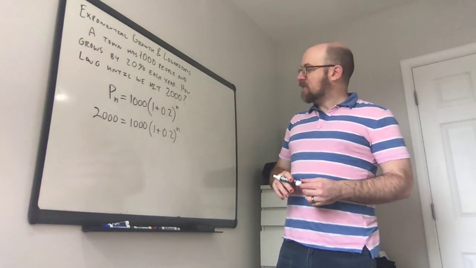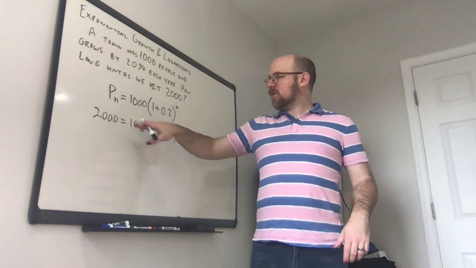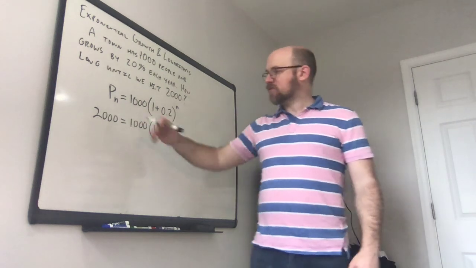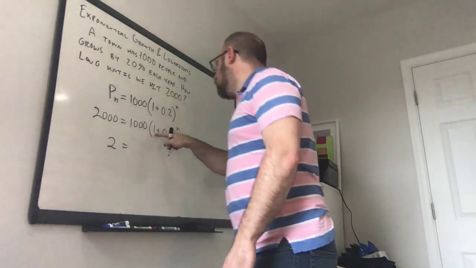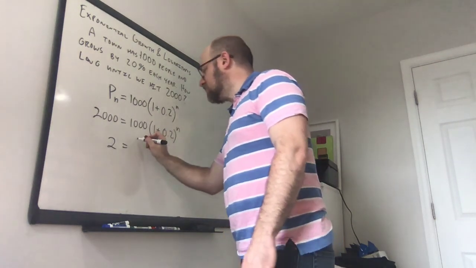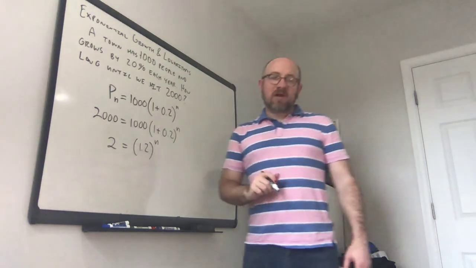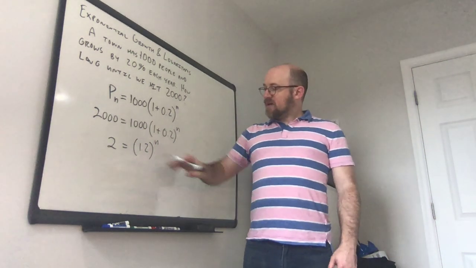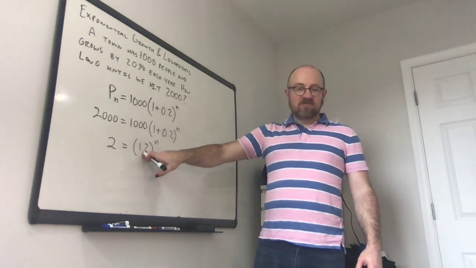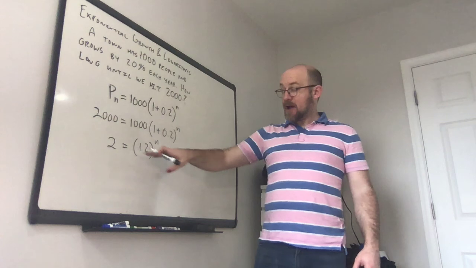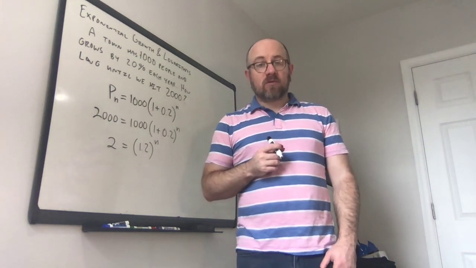Okay? And so to solve this, at first it seems pretty easy, right? You say, oh, okay, well, let's divide by 1,000. Divide both sides by 1,000, we get 2 equals, I'm going to write 1 plus 0.2 as 1.2, to the n. And this is where it gets tricky, right? Because you're actually asking yourself, what power n gives me 1.2 raised to that power equals 2? Okay? And so this is where we're going to use logarithms.